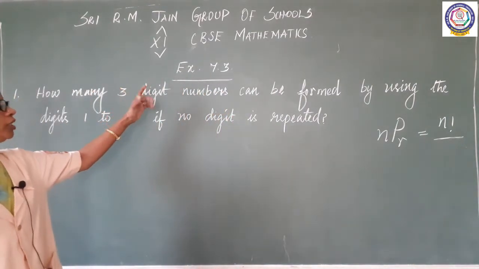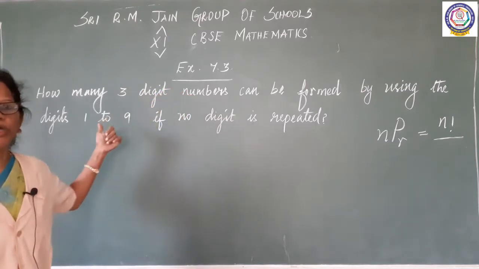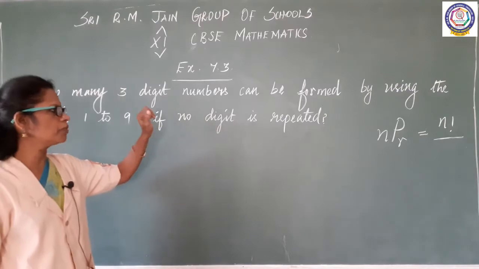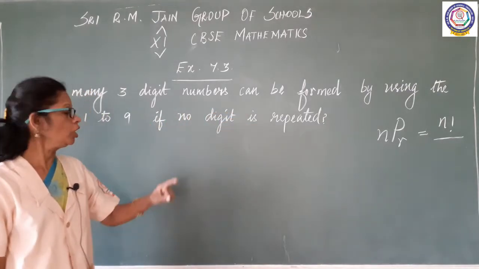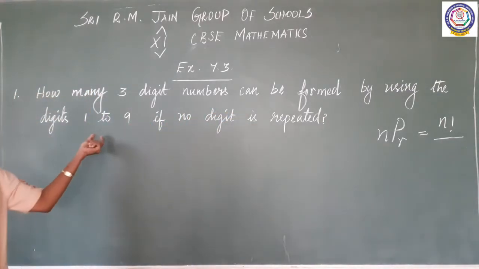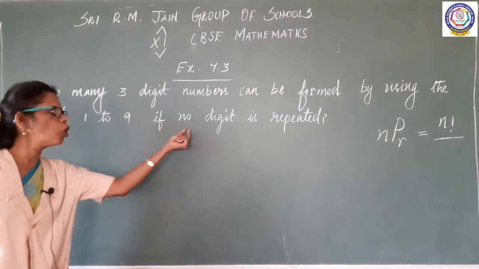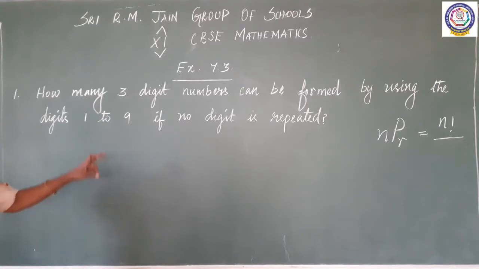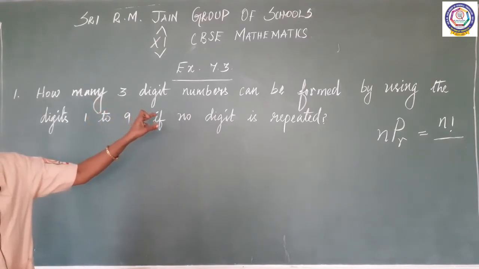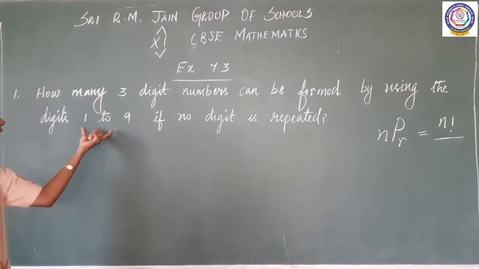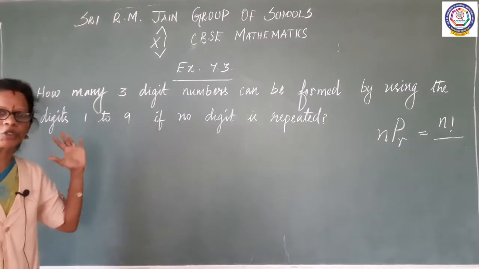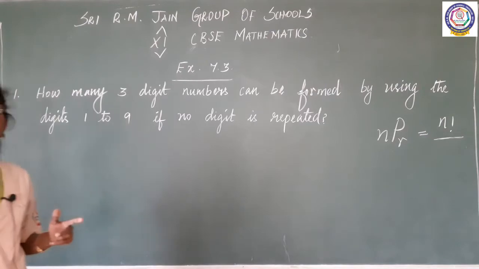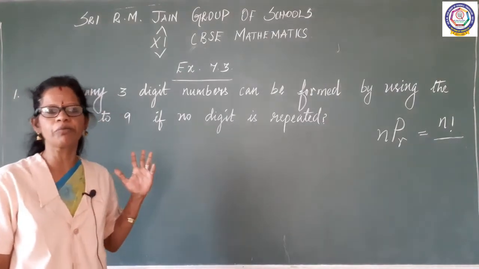Today I am going to discuss exercise 7.3 question number 1. How many 3-digit numbers can be formed by using the digits 1 to 9 if no digit is repeated? What is our question? We want to frame a 3-digit number using the given digits from 1 to 9. The number should not be repeated, which means you should not take a digit twice, right?